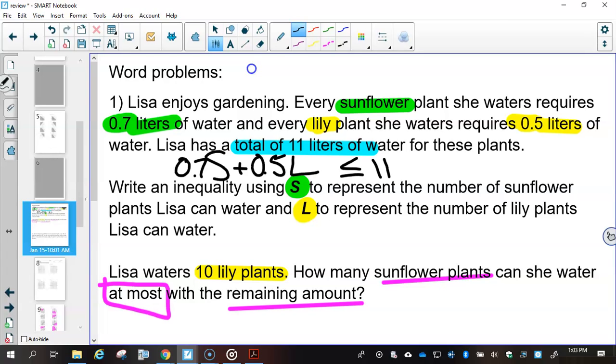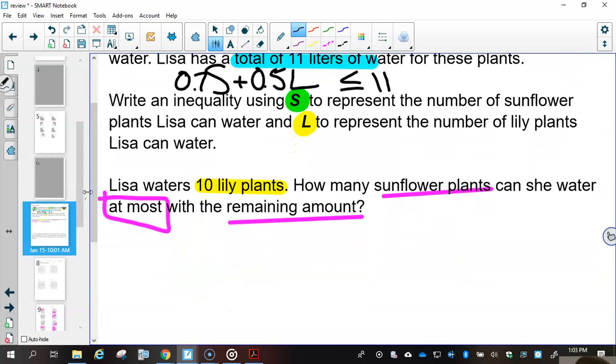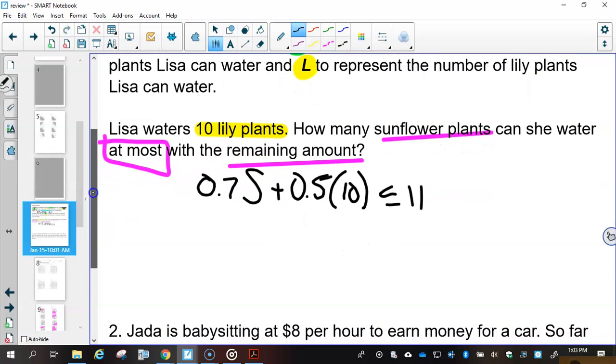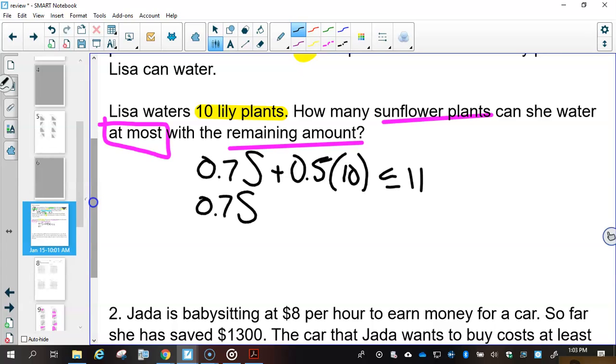We set up the inequality. We haven't solved it. Right, so we've set this up. Now it says Lisa waters 10 lily plants. So if we put 10 in for L, we can solve for S. How would we solve for S? Multiply. What is 0.5 times 10? 5. Yes.